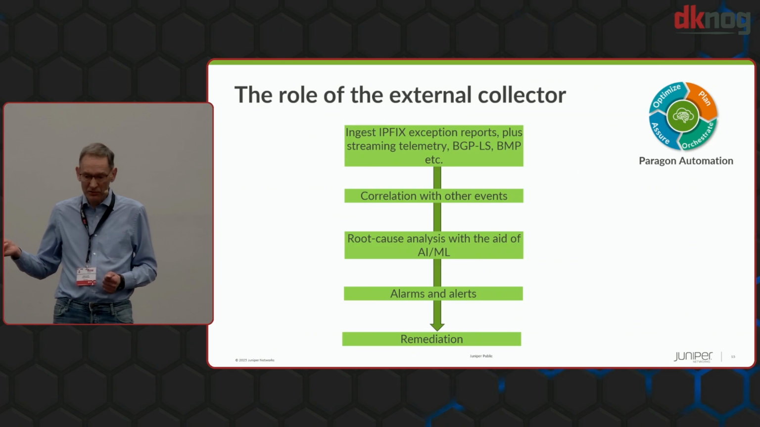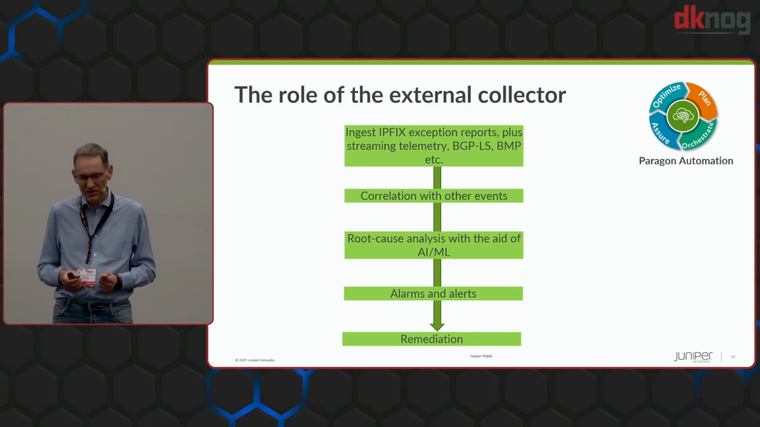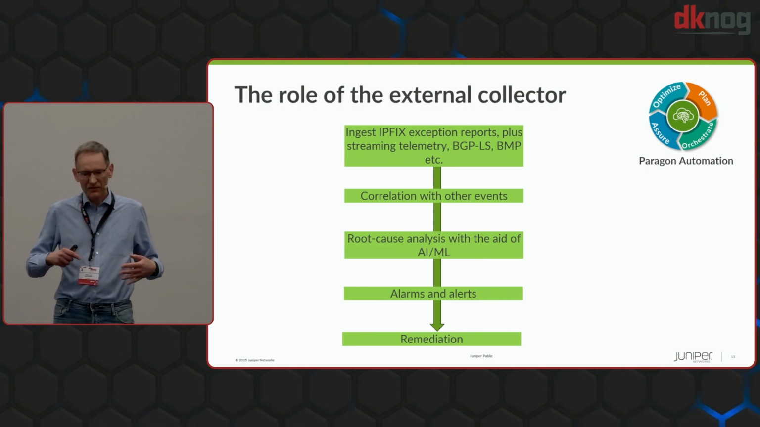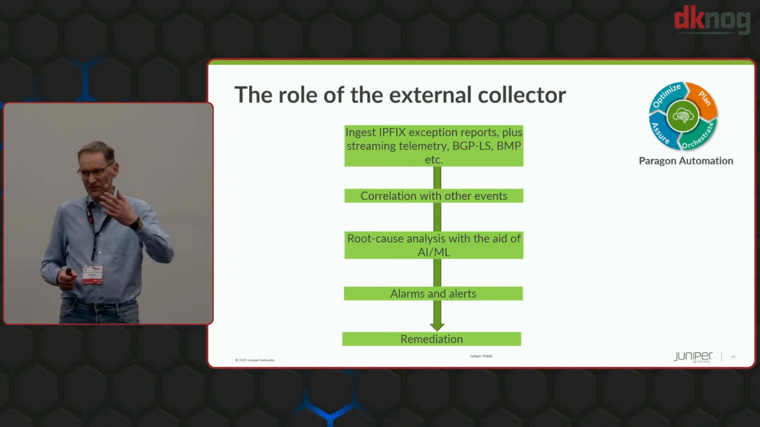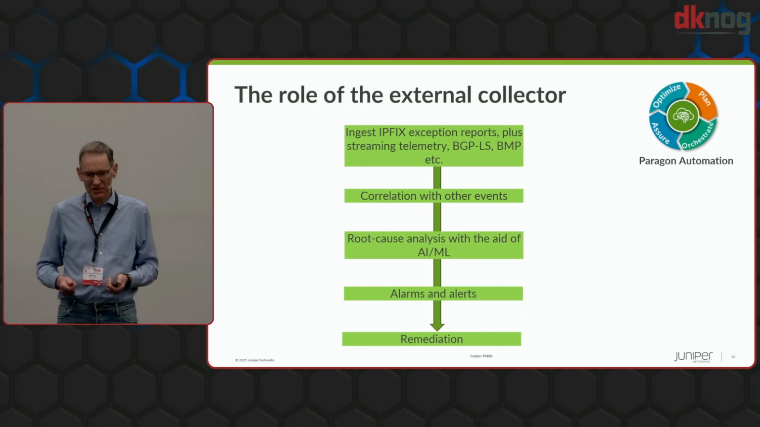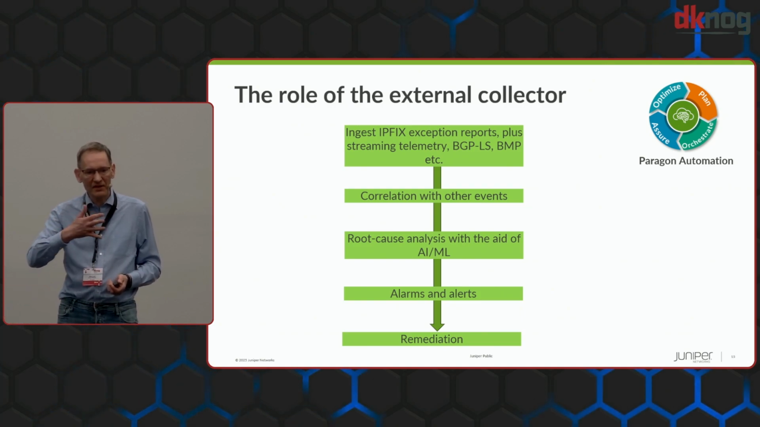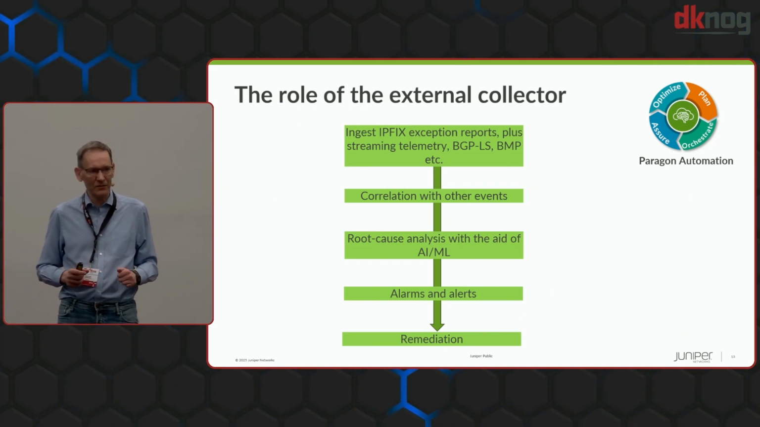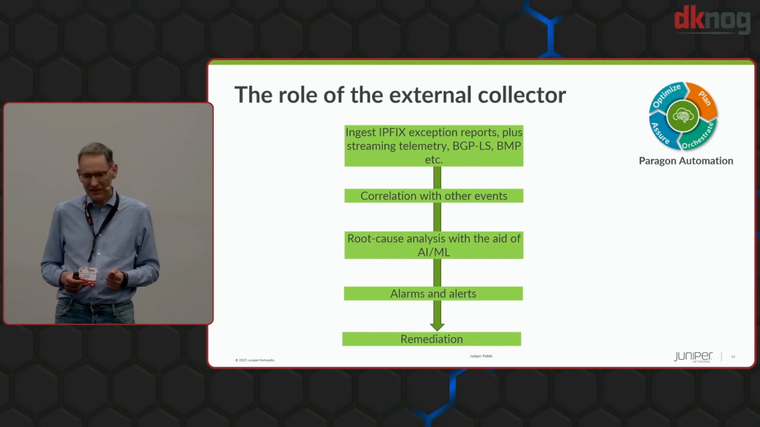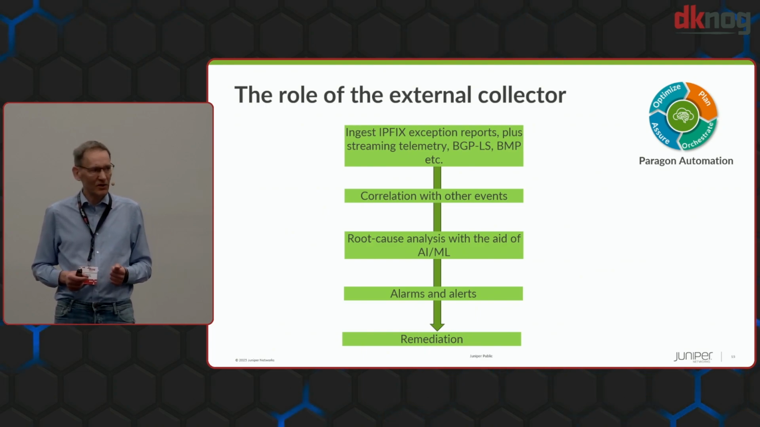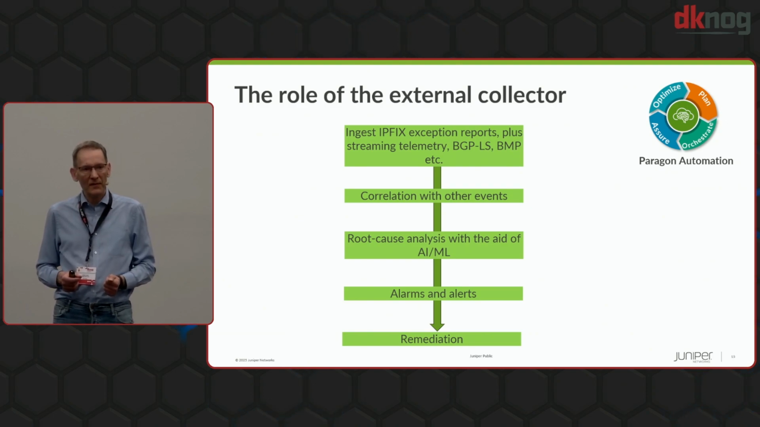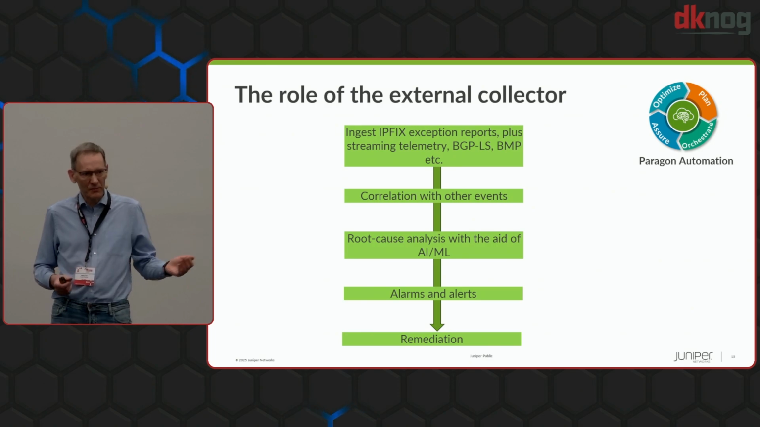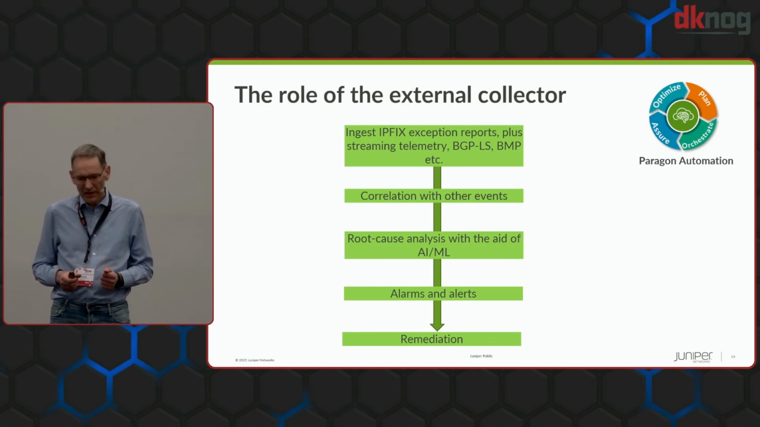We have a platform called Paragon Automation where we're introducing the collection part. And so the automation platform is ingesting these IPFIX exception reports, but also other information like through streaming telemetry, interface statistics, protocol errors, things like that. BGP-LS for topological information. BMP ingests for allowing the routers to stream the contents of their BGP adjacency rib in, adjacency rib out, and local rib.